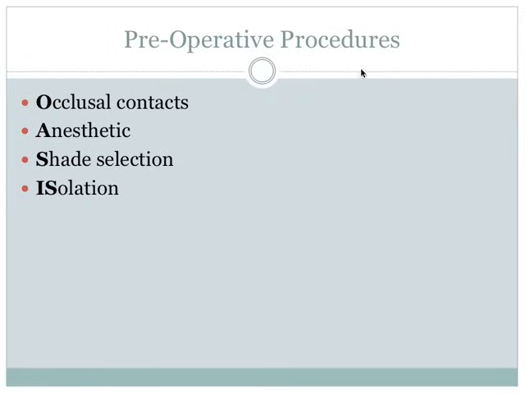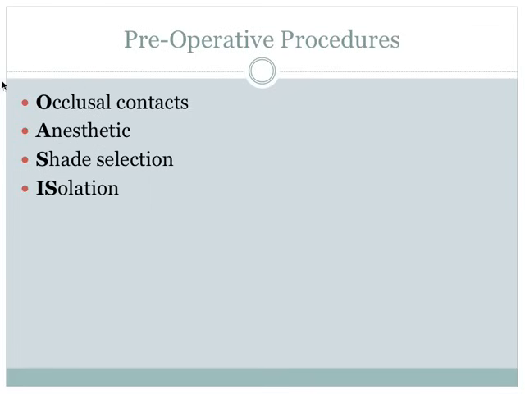So for preoperative procedures, this is referring to things that you should do before picking up the handpiece and doing any operative dentistry. These are some of the things we like to do, and this is an acronym. I feel like it's a good way not only to remember the steps, but a great order to perform them in. So OASIS is this acronym that I remember. It stands for occlusal contacts, anesthetic, shade selection, and isolation.